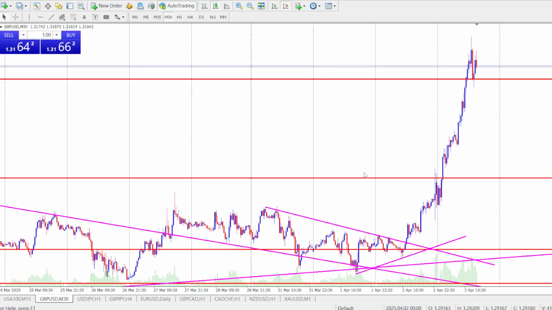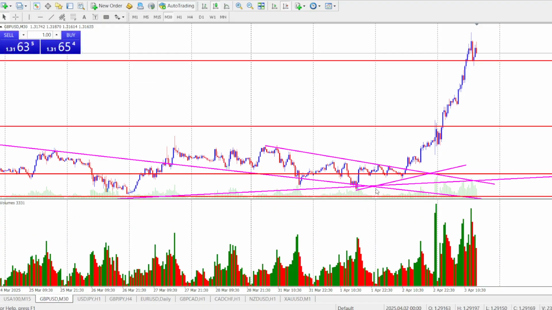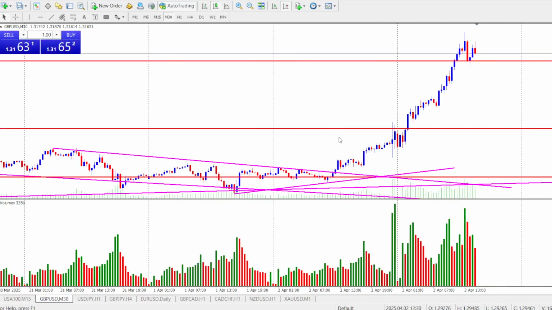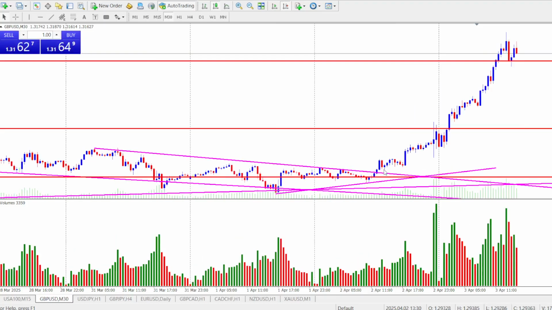Okay? Then you check volume as well. Because a breakout with strong volume is more likely to be real. If the volume is low, the breakout might be weak or even a fake out. So now let's just break down the exact rules for entering and exiting a breakout trade.